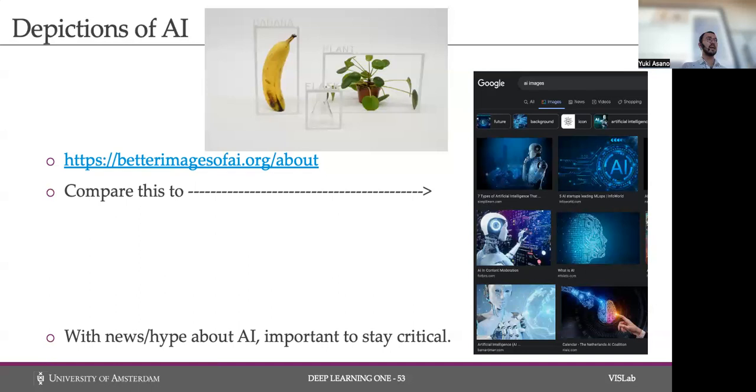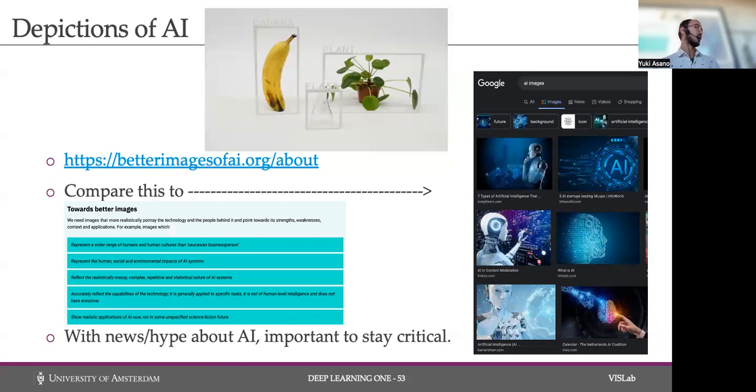So they have this really cool set of advice on how to pick better images. It's mainly meant for journalists, but I think it really is also for us. If you're presenting, or let's say you're organizing an event or giving a talk to your friends or your grandma or whatever, basically don't use these robot images. Instead, you should represent a wider range of humans and human cultures than the Caucasian business person, which is often used, or the Caucasian hacker or the Asian hacker quite often. It should represent social and environmental aspects of AI systems, because even though they're not in robots, they are already having impact in the real world. There are plenty of applications where AI is being used for better or worse. So thinking about these is very important.